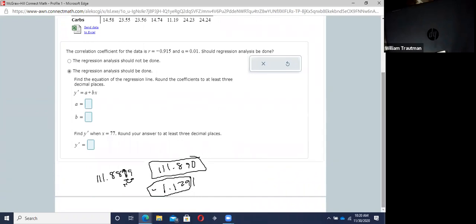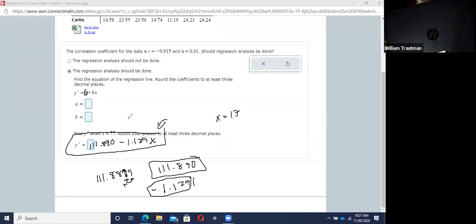And then they want you to put it into the equation. The equation is A = 111.890 plus B. Well, it says plus B, but since it's a negative number, you have to put minus 1.129x. So that's what the equation looks like. And then they told you, I think later on, to predict what it would be if x equals 17. Then you plug 17 in here and do the math. If that was one, I think that'll come up later on.